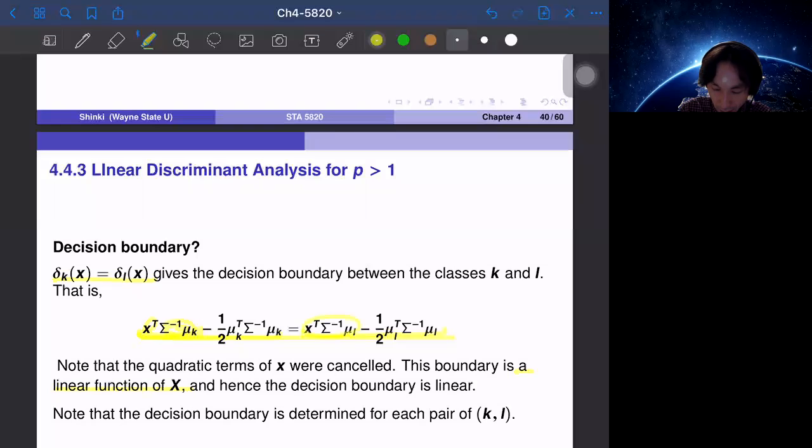And the other side is the same. Anyway, those are linear functions, and the remaining terms are constant in terms of x. So that means this is a linear function of x. That is a straight line for the two-dimensional case, or a flat surface for the three-dimensional case. So we can see that the decision boundary is always linear for linear discriminant analysis. That's why we say linear discriminant analysis.